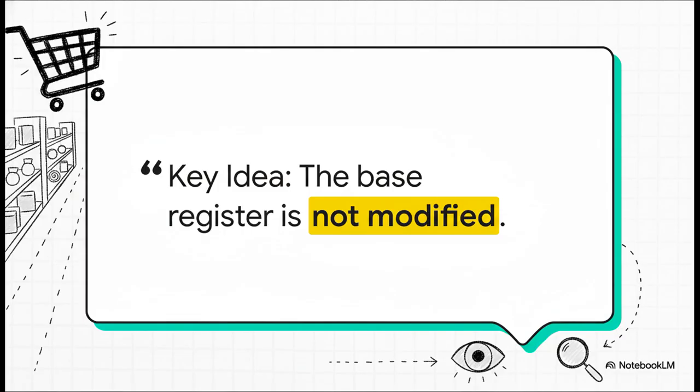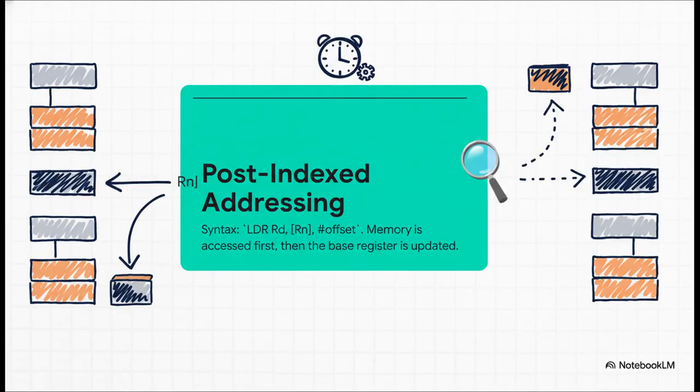You're just looking at something down the aisle, but your shopping cart hasn't moved an inch. And that brings us to our third and final technique, post-indexed addressing. Now you've got to pay close attention to the syntax here, because the offset is now outside the square brackets. This little change signals a total flip in the timing. It's basically saying, go get the data from the location I'm currently pointing at right now, and only after you've safely got it, then go ahead and update my pointer with the offset.